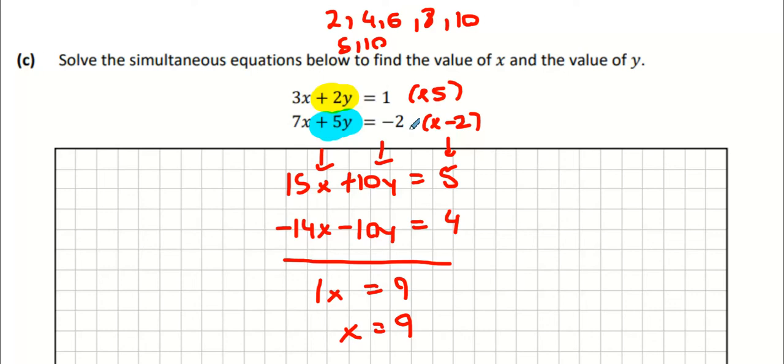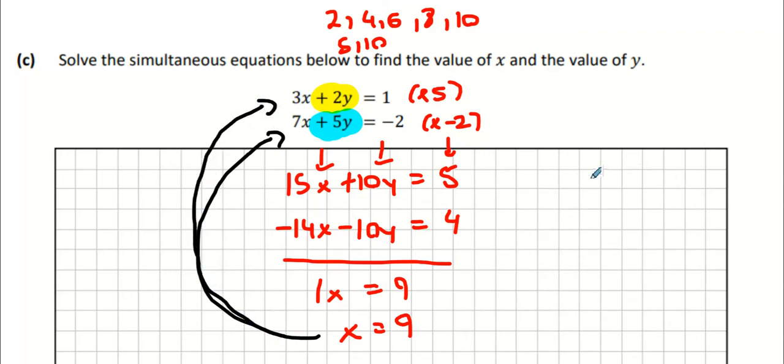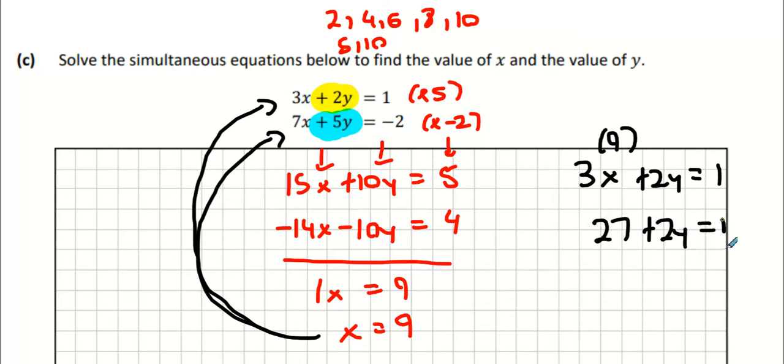Now, if I get x equals 9, you're allowed to choose either equation you want. It doesn't matter which equation you choose, just choose one of them. The one I'll choose is 3x plus 2y equals 1. Replace the x with 9. 3 times 9 is 27. 27 plus 2y is 1. Bring that 27 from the left side to the right side, where it changes to minus 27.